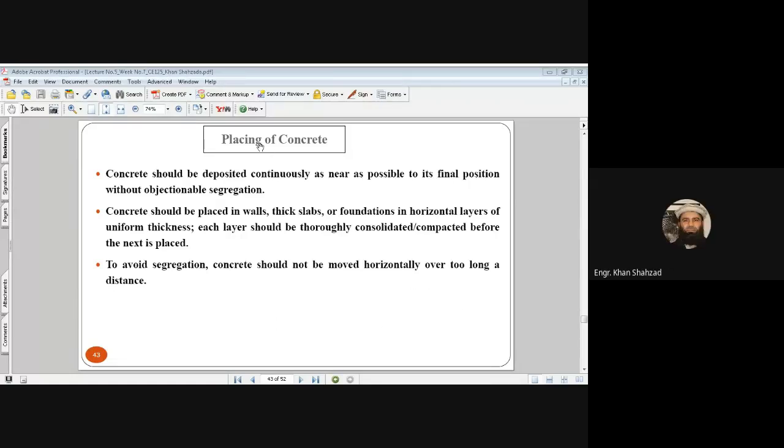Okay, placing of the concrete. This is the next topic. Once you have done the batching of the concrete, mixing of the concrete, and you have transported the concrete to the project site, how you will handle it, how you will use it on the project site.